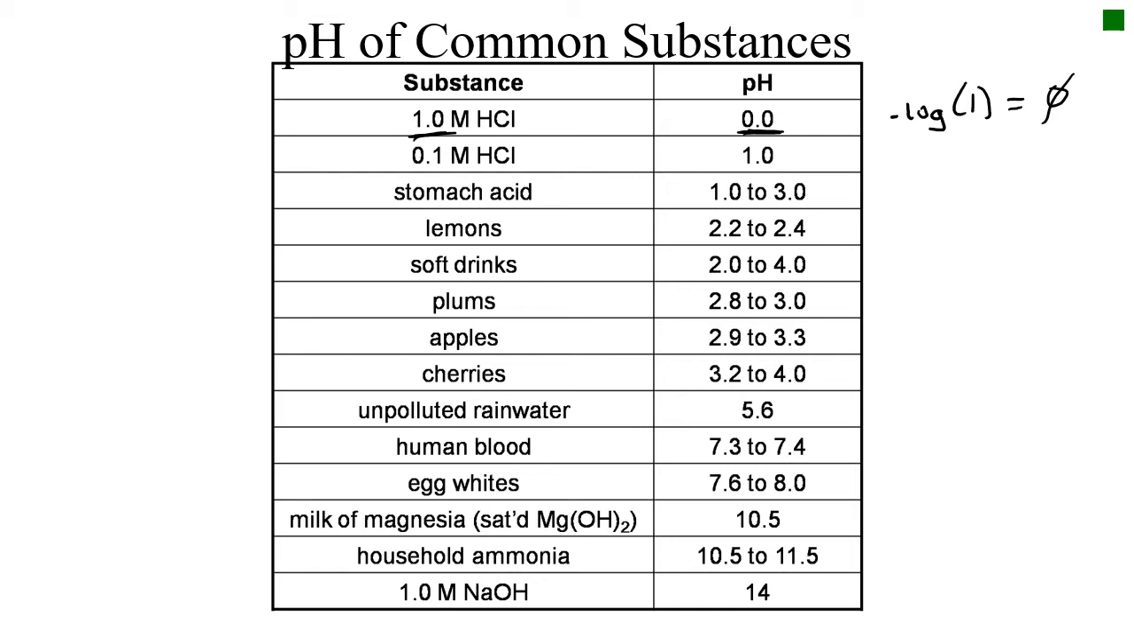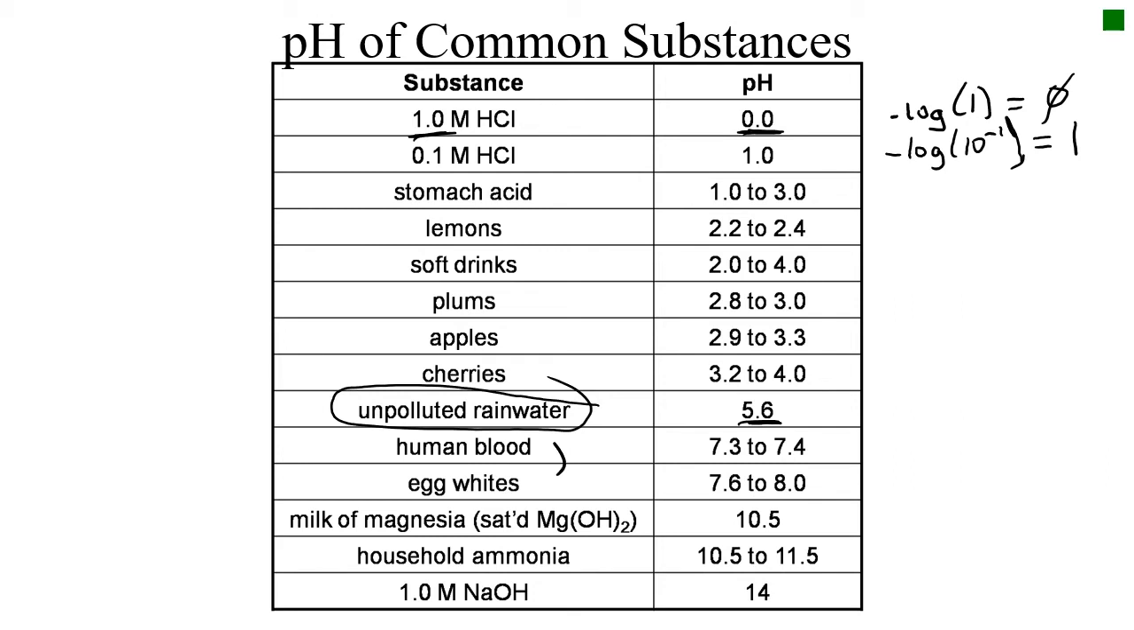The pH of 0.1 molar HCl is minus base 10 log of 10 to the minus 1. The log again cancels the 10, a minus cancels the minus, and the pH is going to equal 1. Stomach acid is between 1 and 3. Unpolluted rainwater, believe it, is slightly acidic.